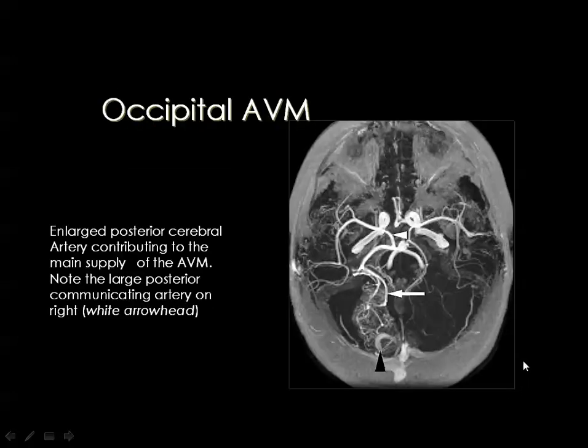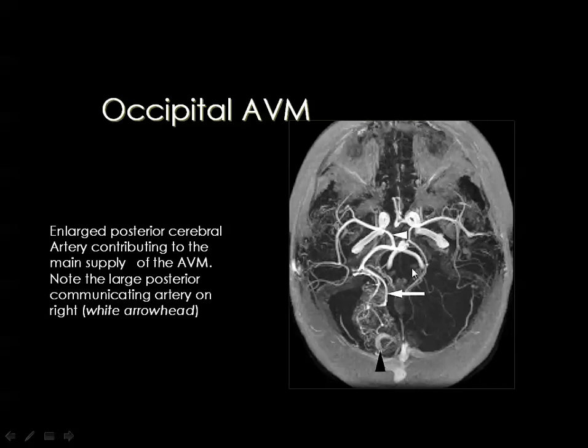And this is an occipital vascular malformation, and this is the reconstructed MR angiogram, and you can see that the vascular malformation is supplied by the posterior cerebral artery, which is a little bit dilated, and the branches are also dilated and tortuous, contributing to the main blood supply of this lesion.